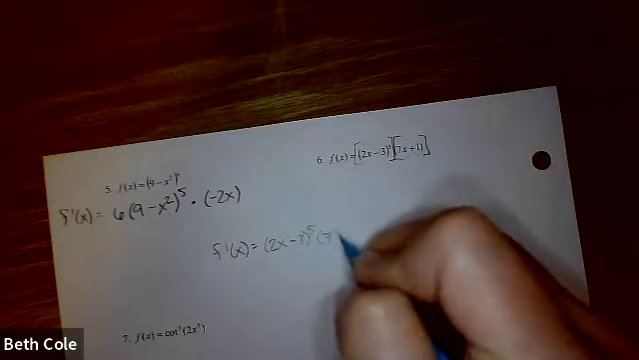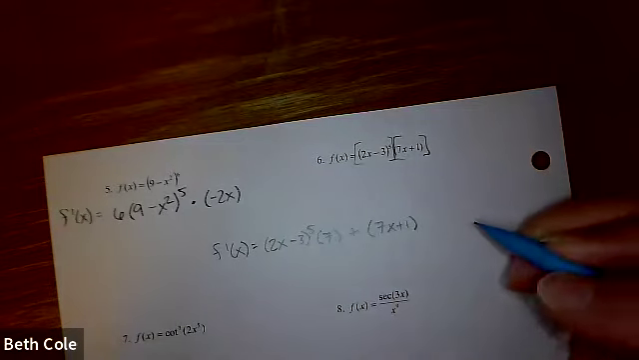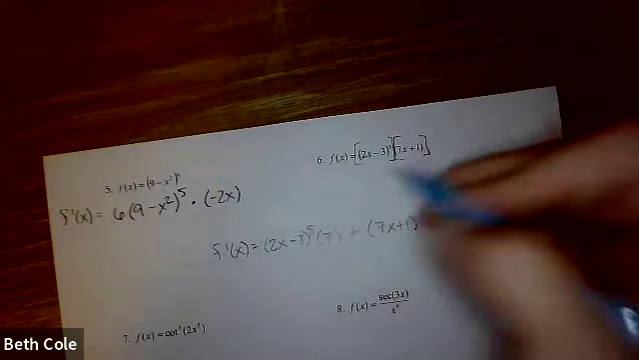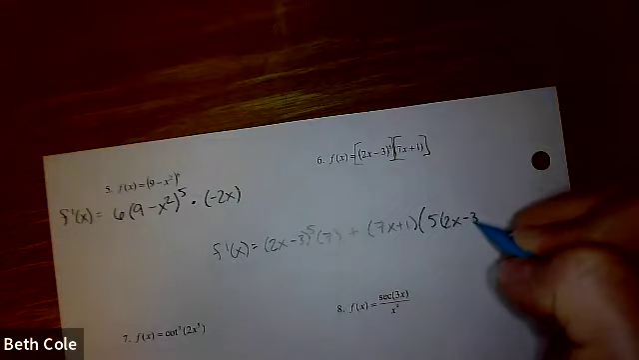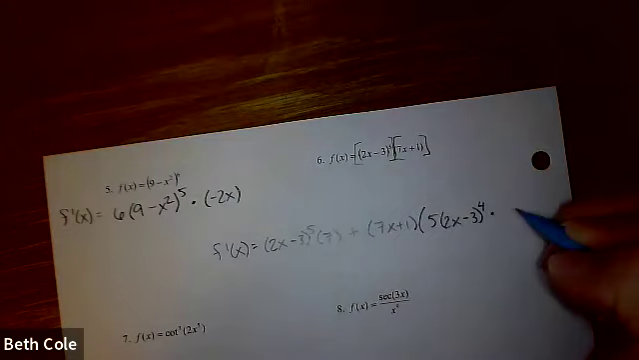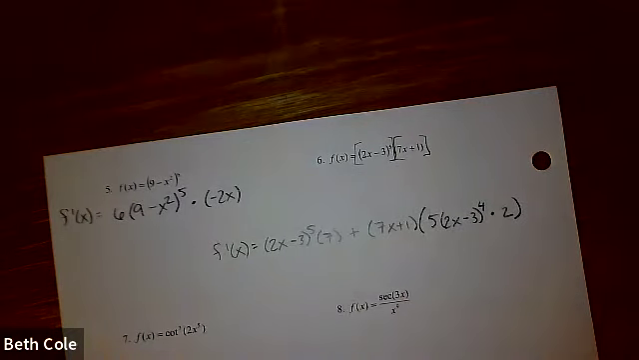Derivative of the second would be 7, plus the second function. And then here's where the chain rule comes in. We're going to do derivative of the first one. So I'm going to bring the 5 down. The insides will stay the same. It drops to a 4. And you chain on the derivative of what's inside, which would just be 2.